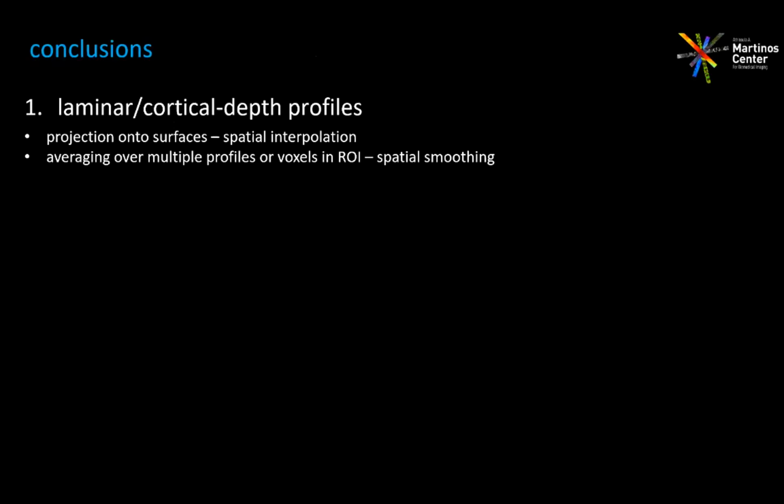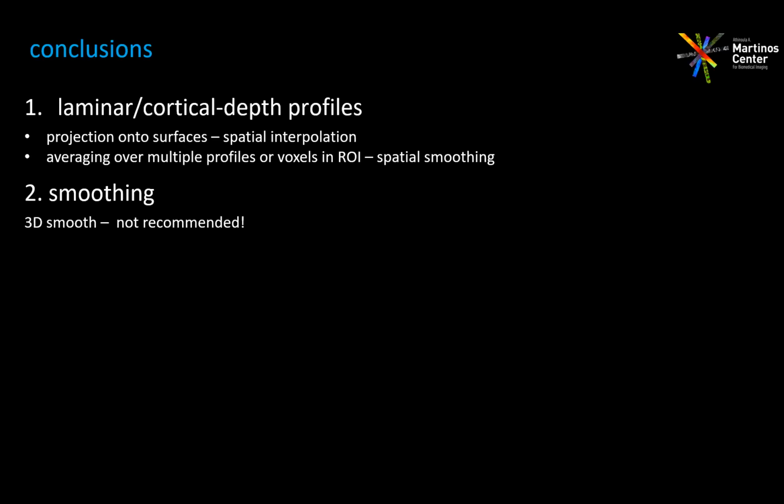All right, so conclusions. When we are creating laminar or cortical depth profiles, it's important to remember a couple of things. When we are projecting our data on surfaces, we are interpolating. As I mentioned, we can introduce some spatial shifts during this process, so it's important to keep that in mind. Similarly, when we're averaging over multiple profiles within the ROI, over multiple voxels, we're also introducing a kind of smoothing. And remember the assumption that all these profiles are supposed to have a similar activation.